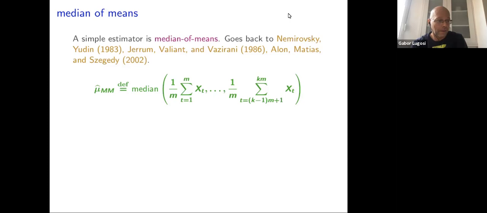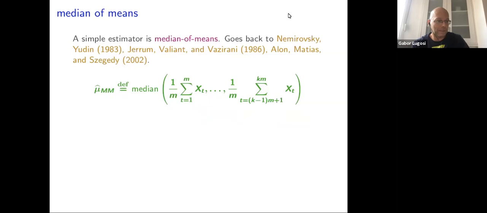The first one is the so-called median of means estimator, and even though it's known for a long time, it was independently discovered by smart people like Nemirovsky and Yudin, Jerrum, Valiant and Vazirani, Alon, Matias and Szegedy in different contexts. It's only recently that this became widely known and widely understood. The estimator is really simple. We take our data points and form random blocks of size m. In each block we compute the empirical mean of the data in that block, and now we just take the median. This is the median of means algorithm. It has a parameter, this m.